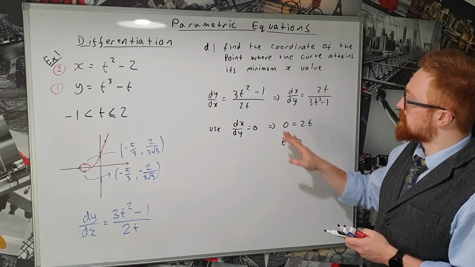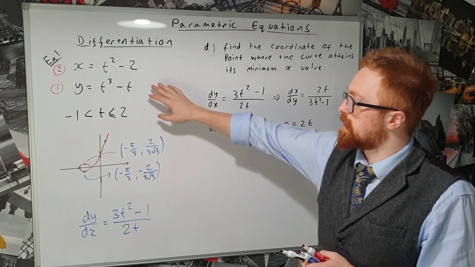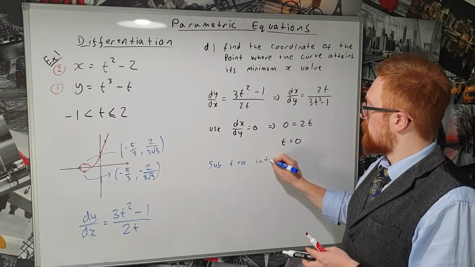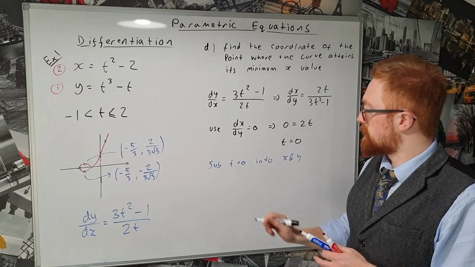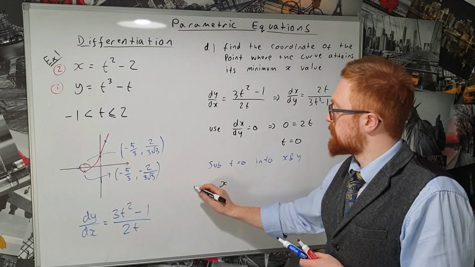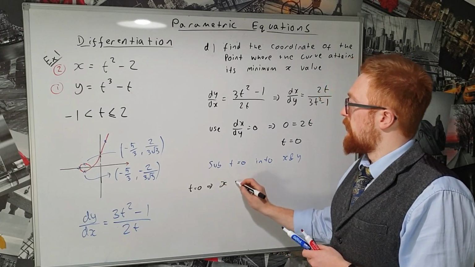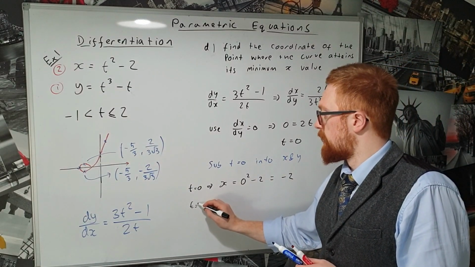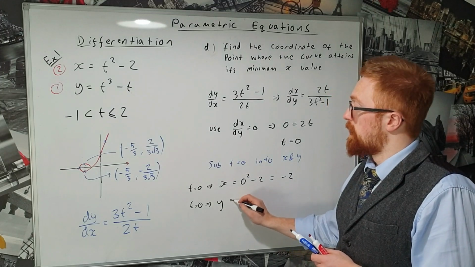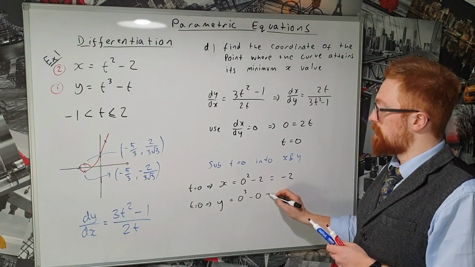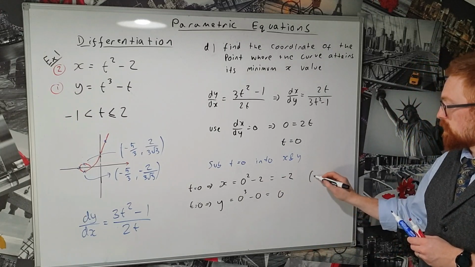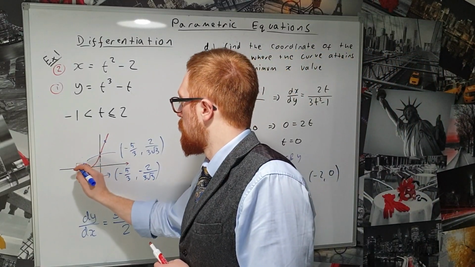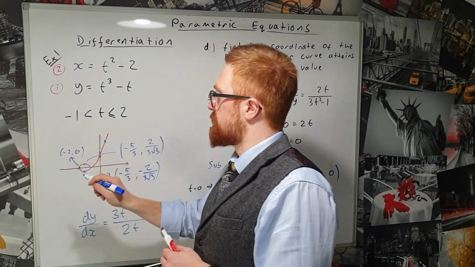So what we're going to then do is, again, ask for the coordinates, so we need to substitute t equals 0 into x and y. So let's do that. So x, well, if t is equal to 0, then x is equal to 0 squared take away 2, which is just negative 2. And if t is equal to 0, y is equal to 0 cubed take away 0, which is equal to 0. So our coordinate is negative 2, 0, which means this point here is negative 2, 0.